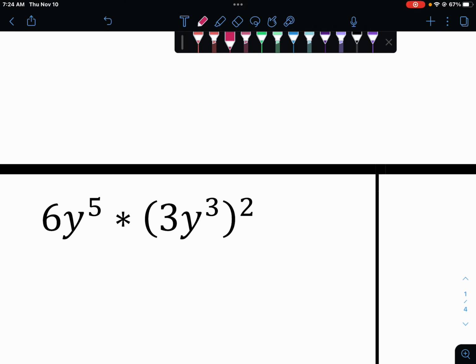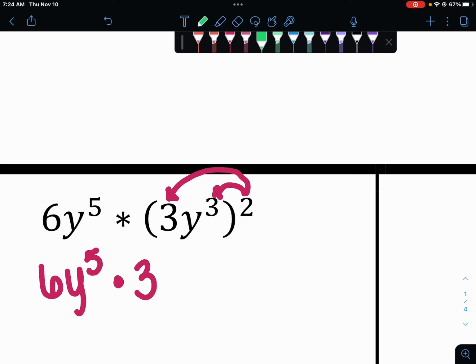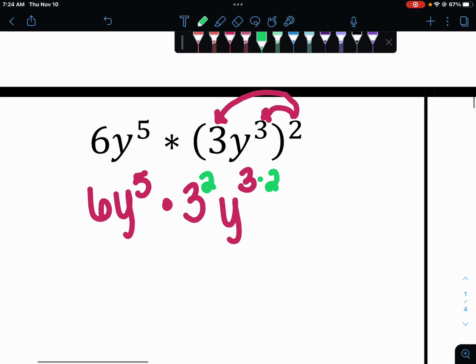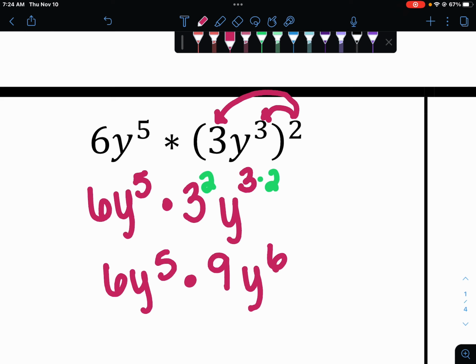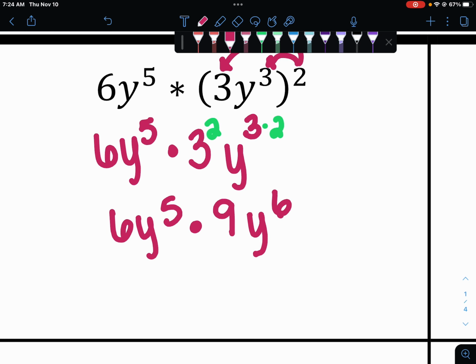Let's see. I'm going to take this squared. I need to distribute, essentially, to everything in those parentheses. So 6y to the 5th times 3 squared, and then y cubed times 2. So this makes 6y to the 5th times 9y to the 6th.